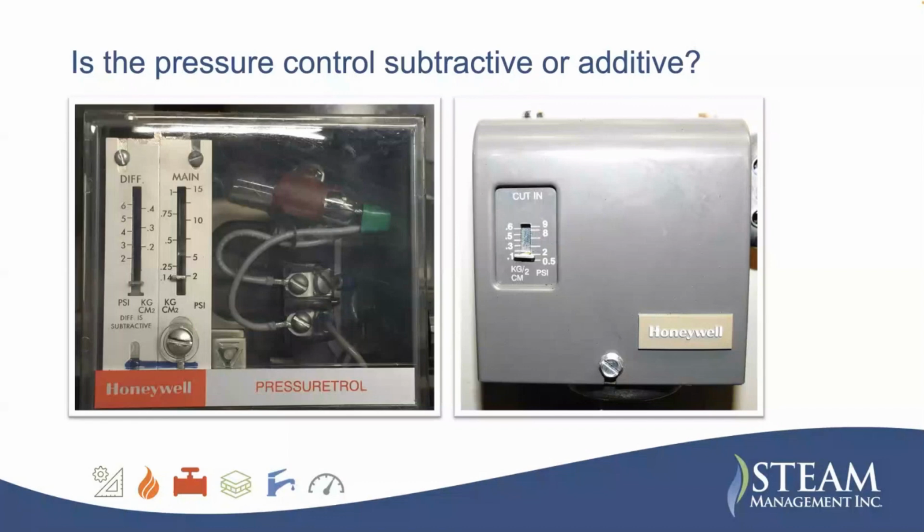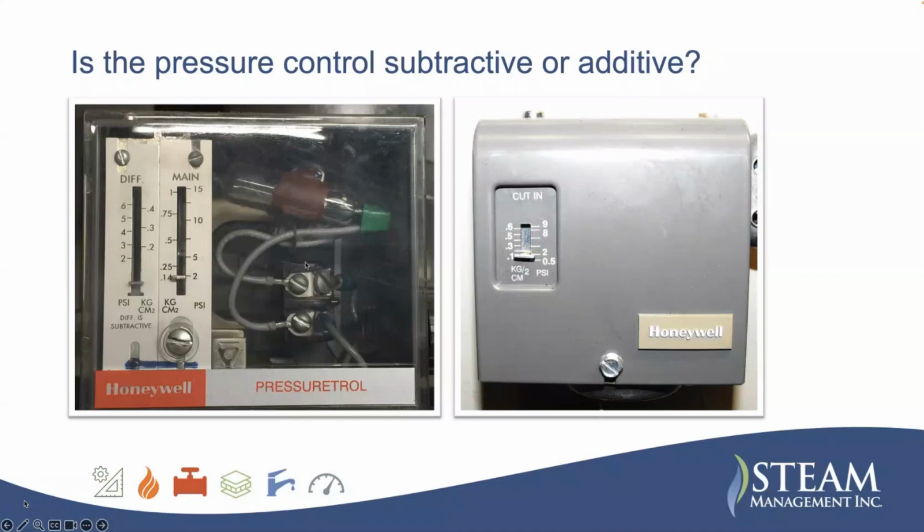I wonder if there's anyone from Honeywell here. I love them to death, but they do stuff just to mess with people. If you're looking at your pressure control, of these two, the one on the left with the mercury bulb is a subtractive type of pressure control, and the one on the right is what's called an additive. And it really confuses people when you're going out there.